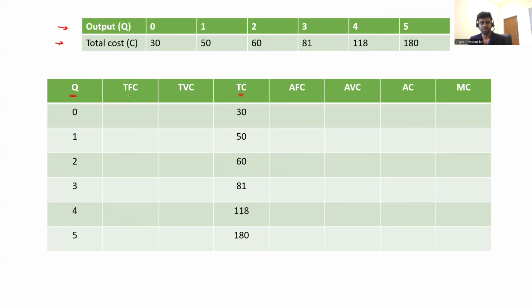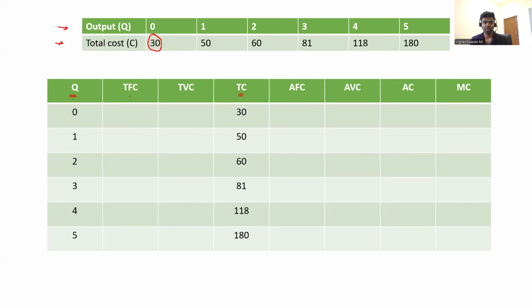Total fixed cost. In the beginning itself I explained that total fixed cost is nothing but the value of the cost when the output is equal to 0. See, when the output is 0, the total cost is 30.